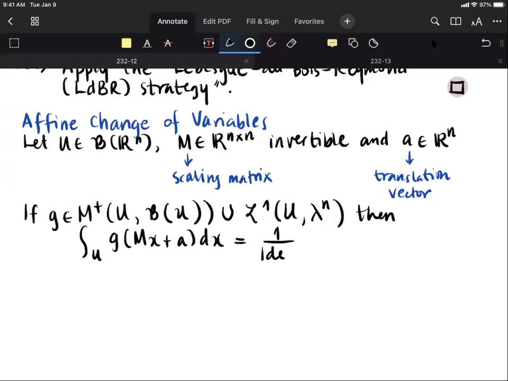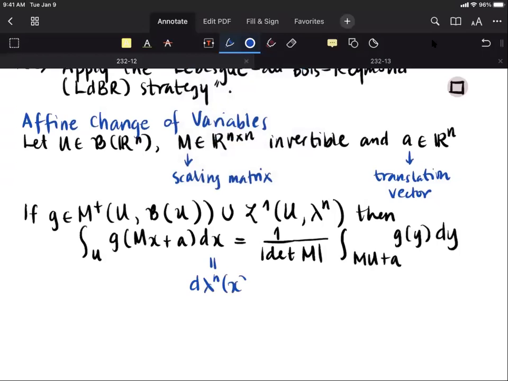So 1 over the absolute value of the determinant of M. We are guaranteed that this is non-zero because M is invertible, times the integral over MU plus A of g(y) dy. Recall that here dx is a shorthand for d lambda n x, and dy is a shorthand for d lambda n y. In the case of the Lebesgue-Borel measure, we do not emphasize the measure lambda n in this case.